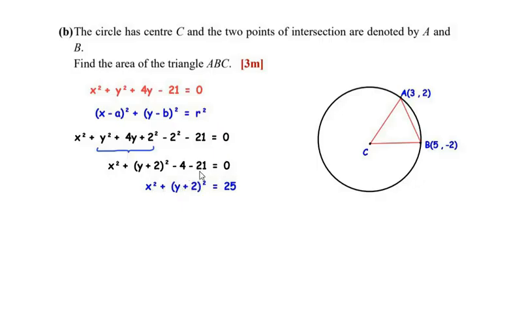Now minus 4 and minus 21 gives us minus 25, and taking it on the other side of the equal to sign, we get equal to positive 25. So now we have got this equation of circle in the standard form.